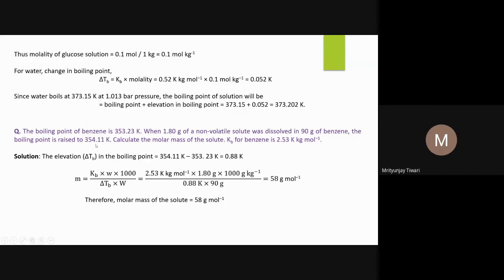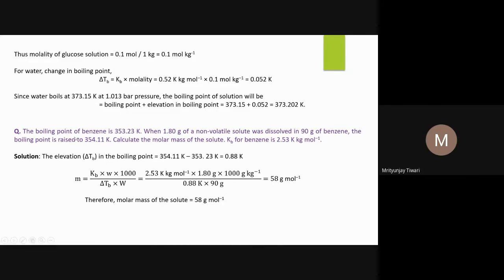The next question is: the boiling point of benzene is 353.23 Kelvin. When 1.18 gram of non-volatile solute was dissolved in 90 gram of benzene, the boiling point is raised to 354.11. So the mass of the solute is given and the mass of the solvent is also given. The boiling point of pure benzene is also given. Raised to this means what will be the increase? The elevation in the boiling point will be this value minus this value, because it is raised by this to become this. By what amount is it raised? That is the elevation in the boiling point.